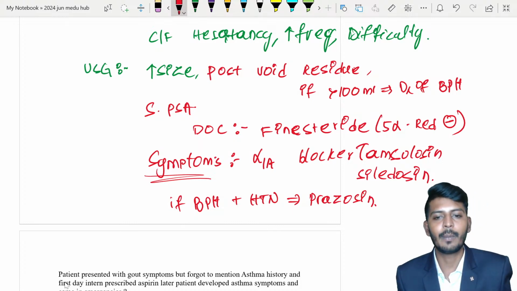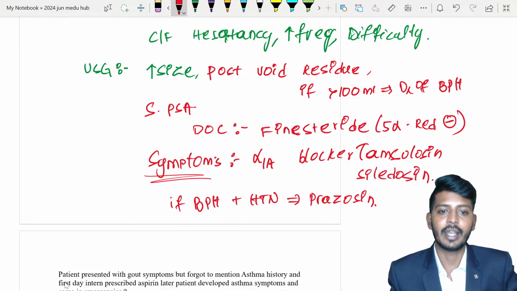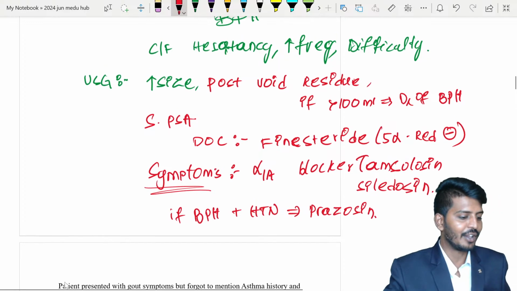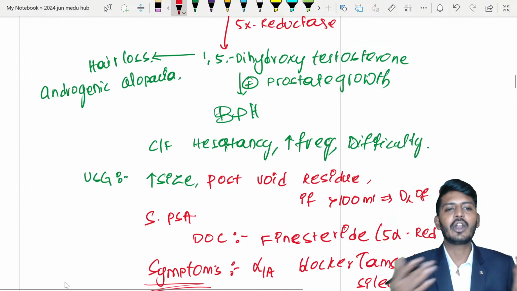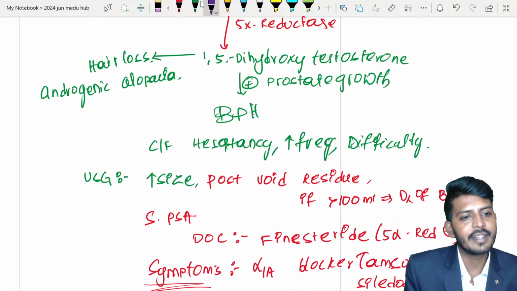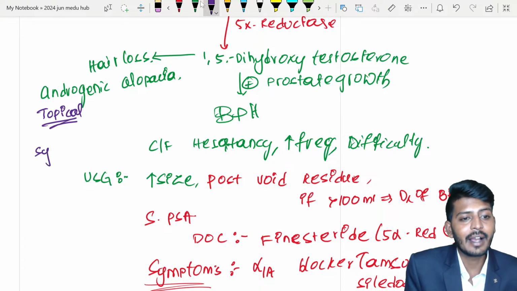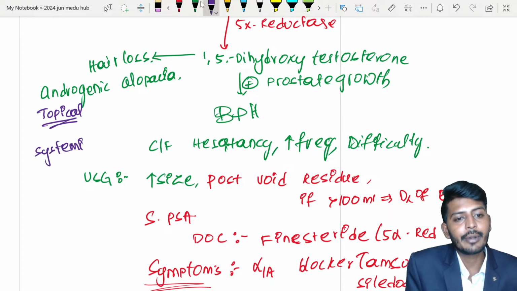Okay, so prazosin and terazosin. So prazosin कहाँ पे use करते हैं? Yes, scorpion bite. ठीक है? So चलो, let's continue androgenic alopecia. भैया androgenic alopecia में भी दो तरीके होते हैं, topical and systemic. So topical में you are going to use minoxidil. क्या use करते हो? Minoxidil.